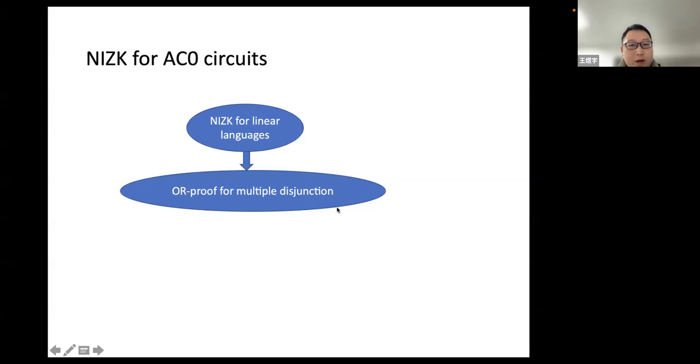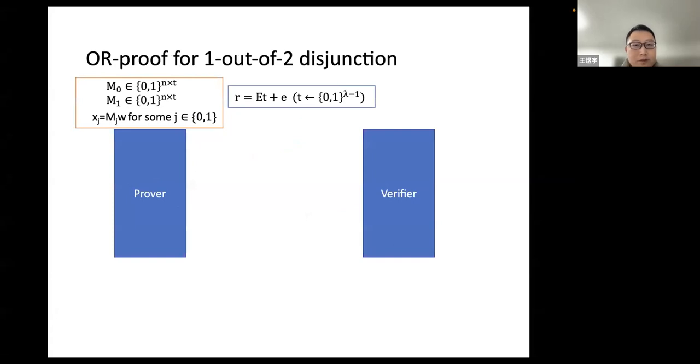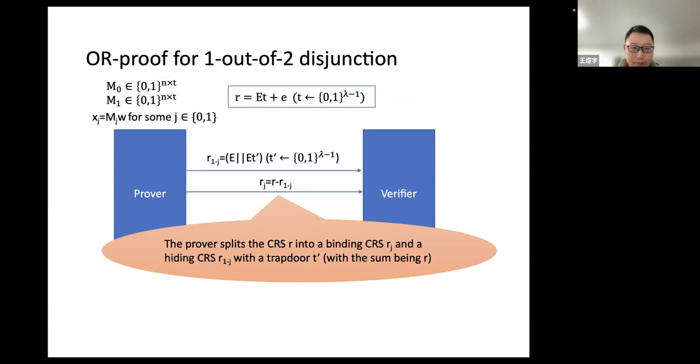Next, I will talk about how we compile this NIZK to an OR proof. For simplicity, I will first talk about how we achieve the OR proof for 1 out of 2 disjunction. In this construction, the prover wants to prove that for 2 matrices M0 and M1 and 2 statements X0 and X1, there exists some J which is 0 or 1 and some witness W such that Xj is equal to MJW. The CRS is the same as before.